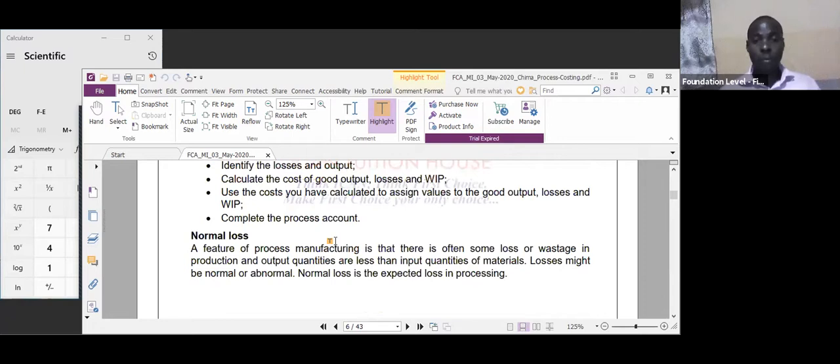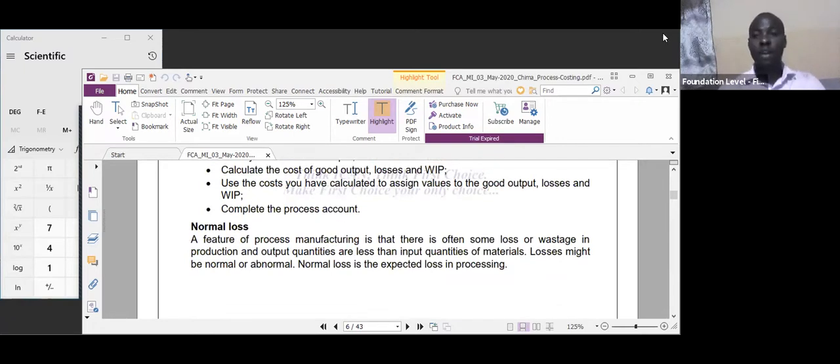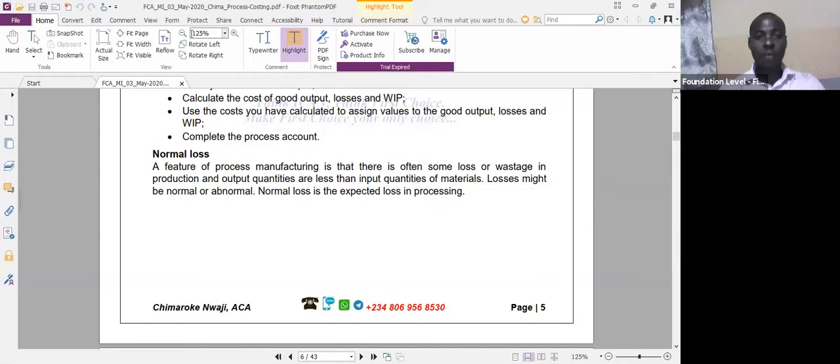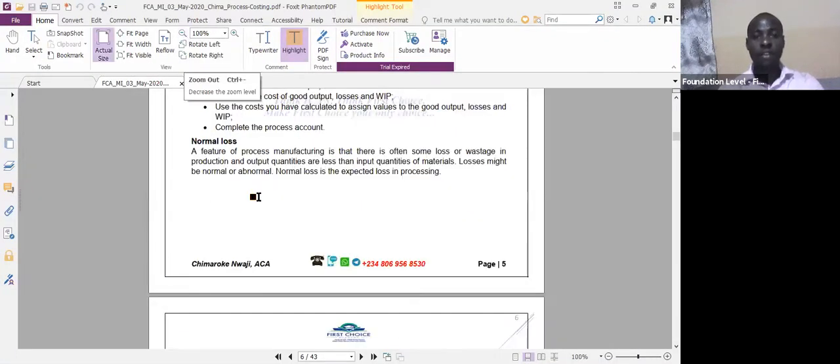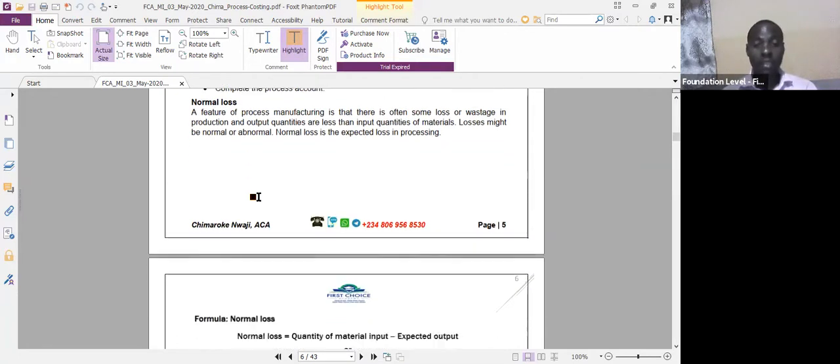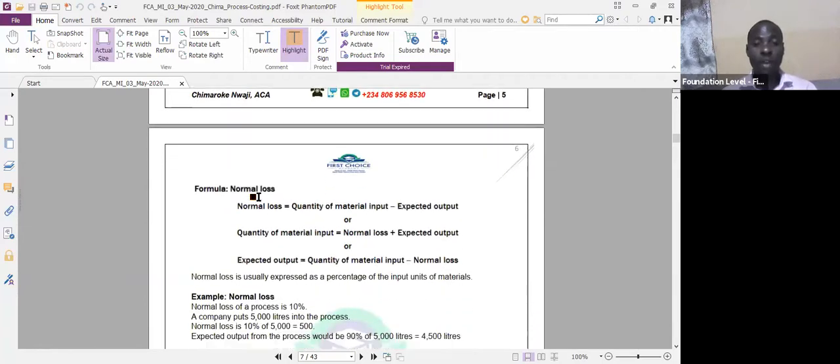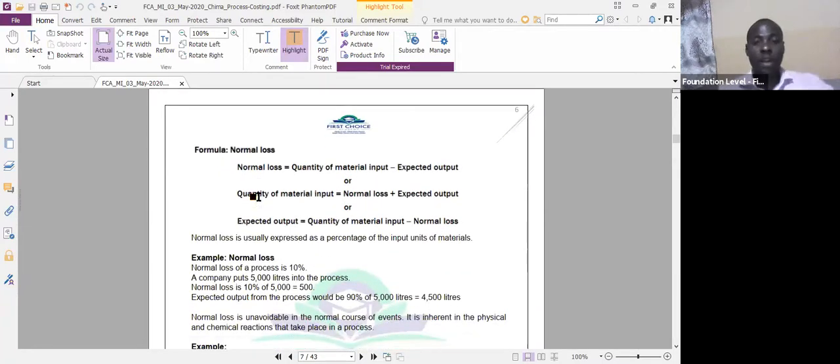Okay, so in normal loss, look at the example we have here. The normal loss is always anticipated for. And look at the formula for normal loss. Normal loss is quantity of material input minus expected output. So let's look at an example.